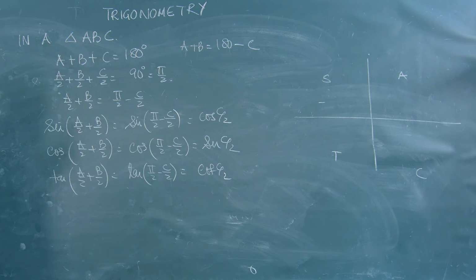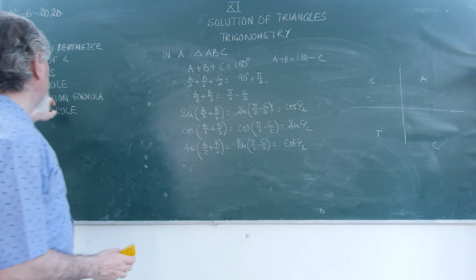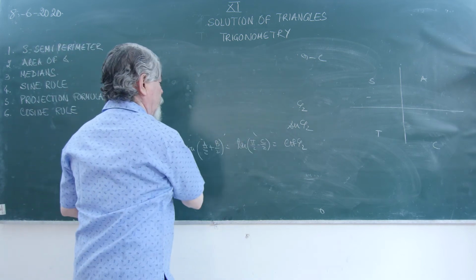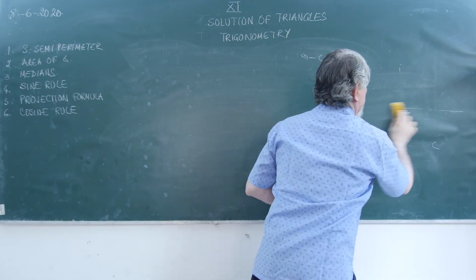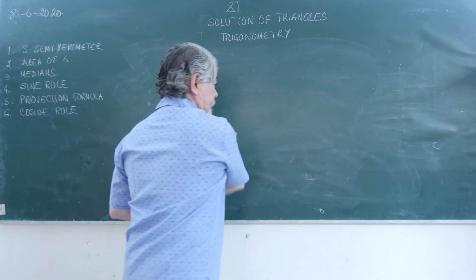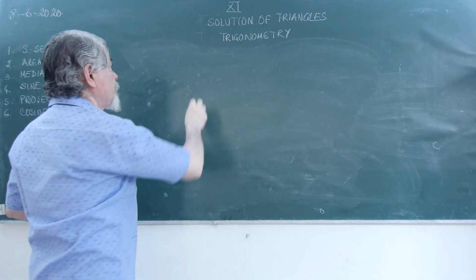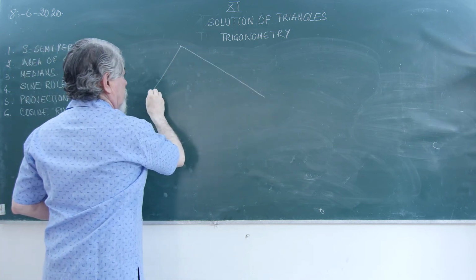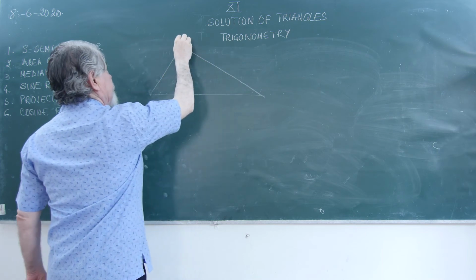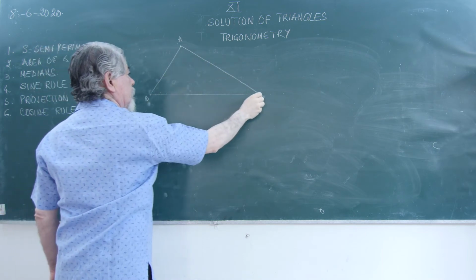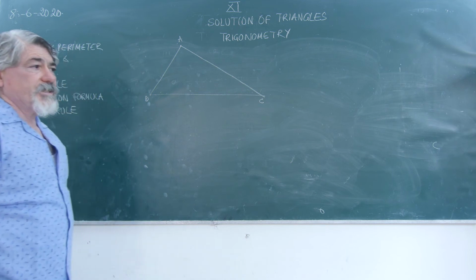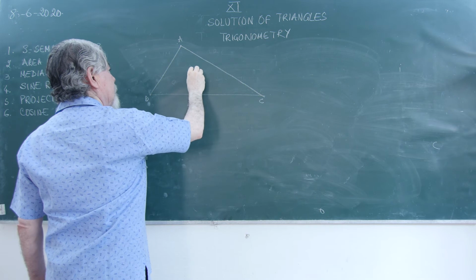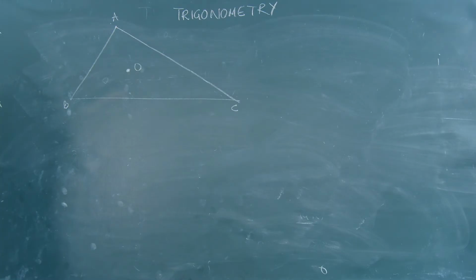Now after this we are going to look into the first rule, the sine rule. What is the sine rule? For example, I have a triangle ABC, and I bisect all the three sides and find a point O, the circumcenter. O is the circumcenter of the triangle.